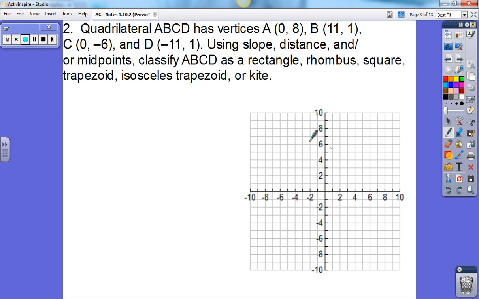Alright, I'm going to go ahead and pause this and plot my points. Alright, so I've plotted my points.